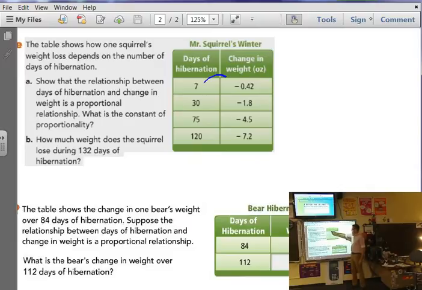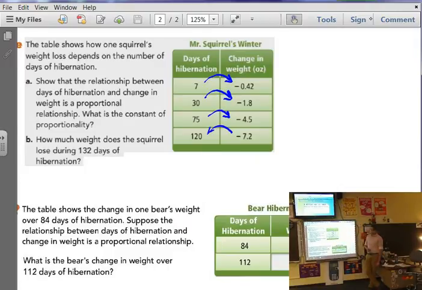Well, if I'm looking at days of hibernation compared to weight, let's stop fighting with gravity. Just leave it on the ground if you can. We want to say, how are these related? Or we could look at the relationship the other way around if we want to.